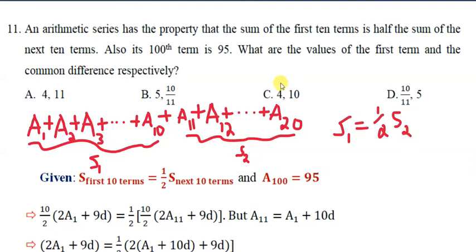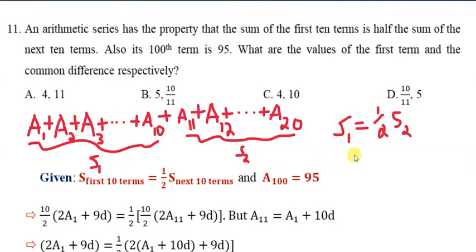And also the hundredth term is 95. I have already written it here. Therefore, the hundredth term is 95, meaning a100 is equal to 95. Just put it like this. And then we also know the sum of the first n terms of an arithmetic sequence.